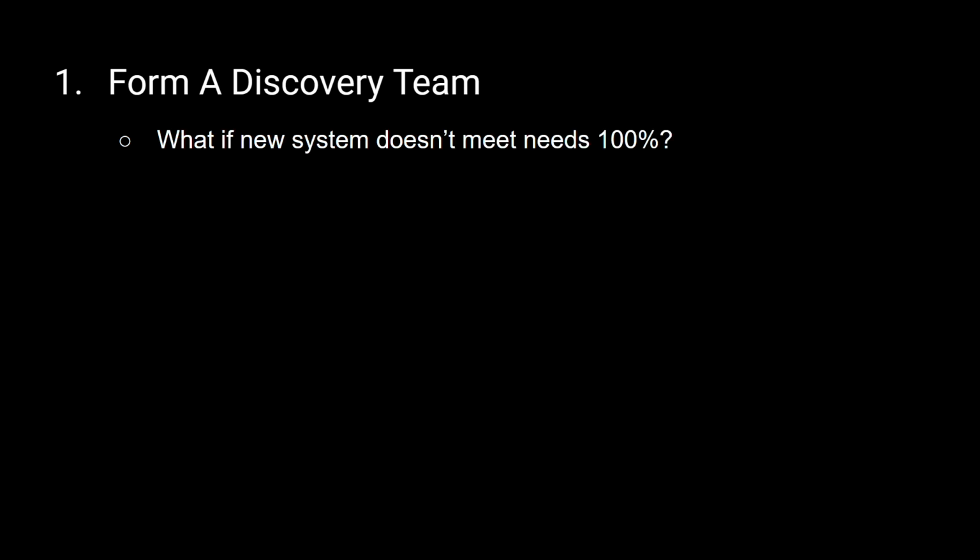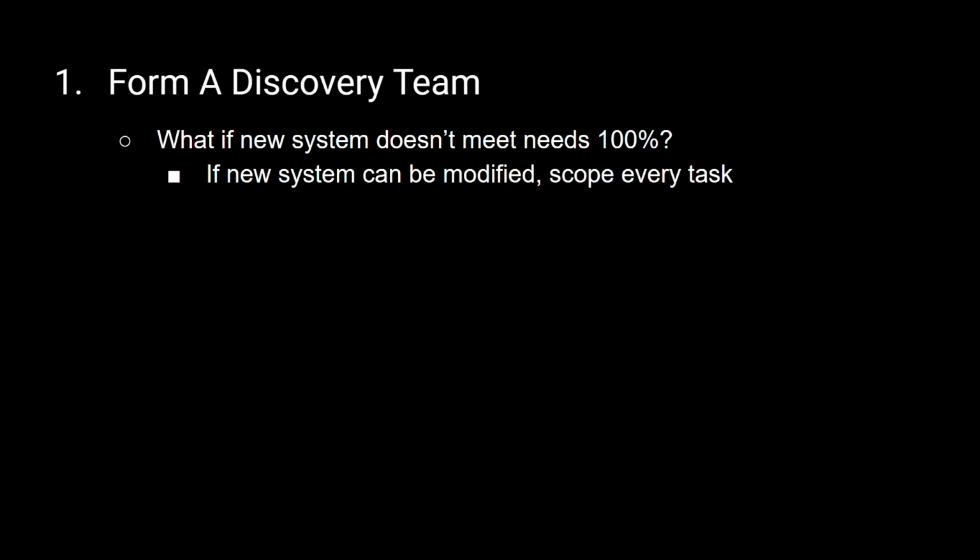At this point in the discovery process, you're going to need to think about what happens if this new system doesn't meet your needs 100%. If the new system can be modified, if the vendor's willing or able to modify their platform, you'll need to scope out every task you need them to do to modify the system. It's important to write out each task with a complete description, nailing down every single detail that you need.